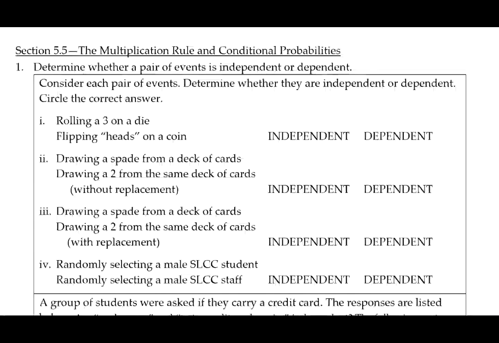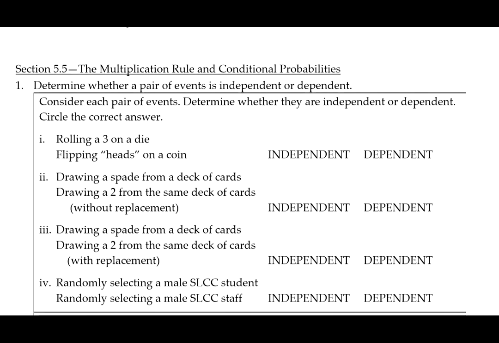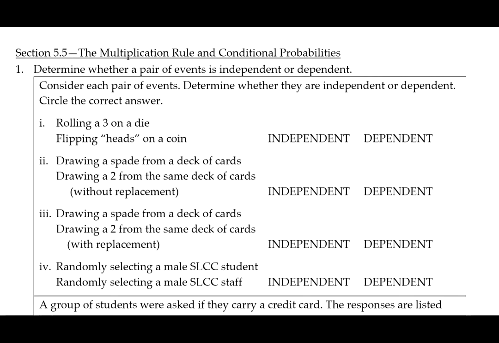So let's look at these examples. Part 1 says, rolling a 3 on a die and flipping heads on a coin. We would like to know whether this pair of events is independent or dependent. If I roll a 3 on a die, it will not change the probability that when I flip a coin, it lands heads. And so therefore, these two events are independent.